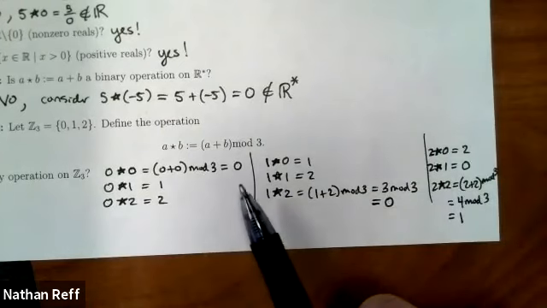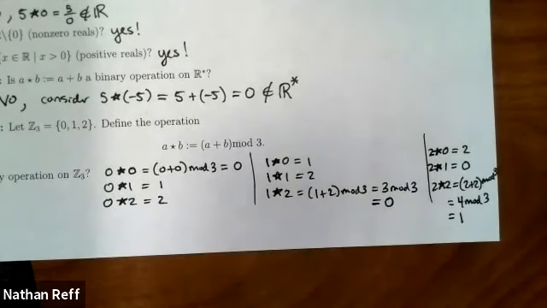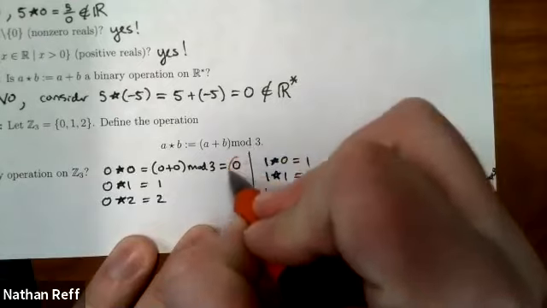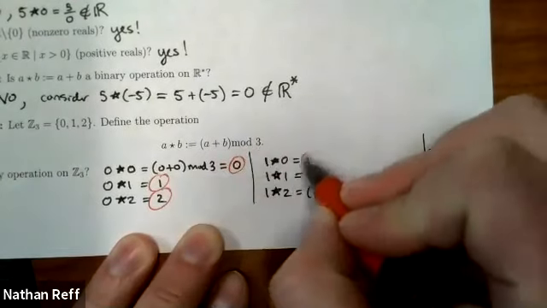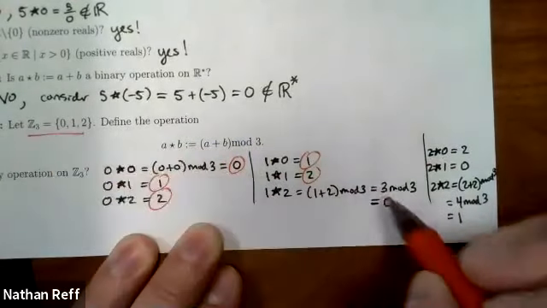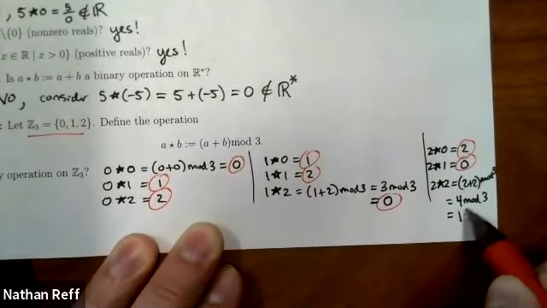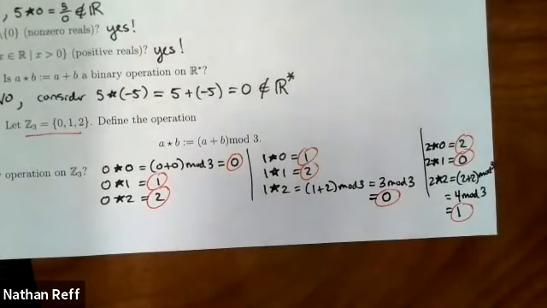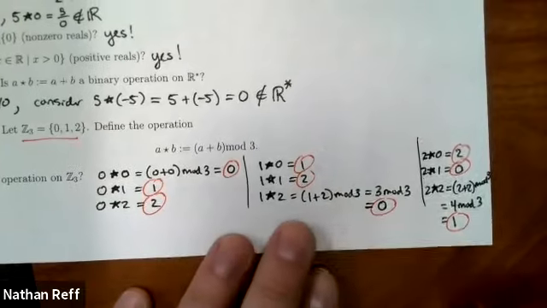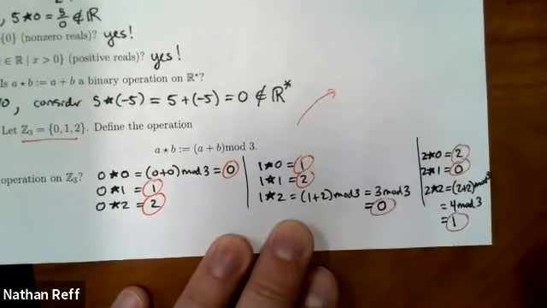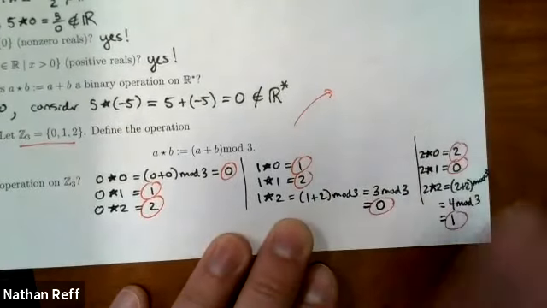Oh, now one thing to check. The only thing we need in order to be a binary operation is that every single output that we got is a member of Z3. Right? Those are all the possible remainders. And in fact, you could have actually made a table for this.